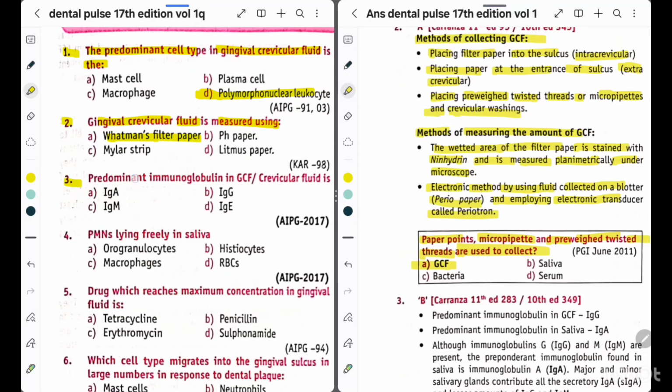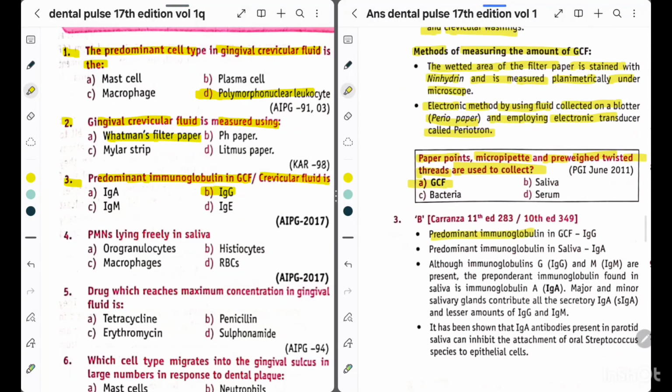Now question 3. Predominant immunoglobulin in gingival crevicular fluid is... So the answer is option B, immunoglobulin G. Predominant immunoglobulin in GCF is IgG. Predominant immunoglobulin in saliva is immunoglobulin A. Although immunoglobulins G, that is IgG, and M, IgM, are present, the predominant immunoglobulin found in saliva is immunoglobulin A. Major and minor salivary glands contribute all the secretory IgA, SIgA, and lesser amounts of IgG and IgM.